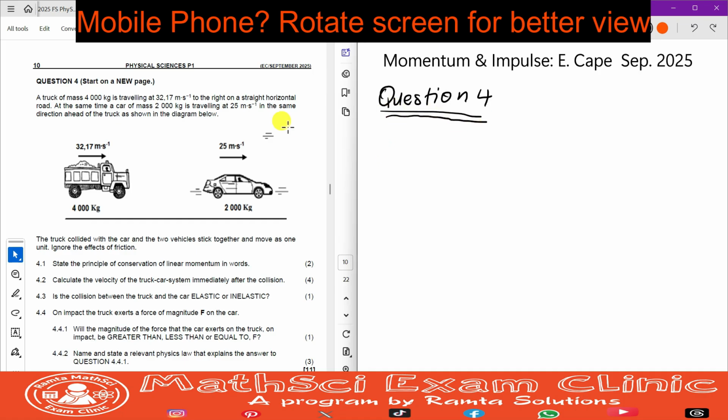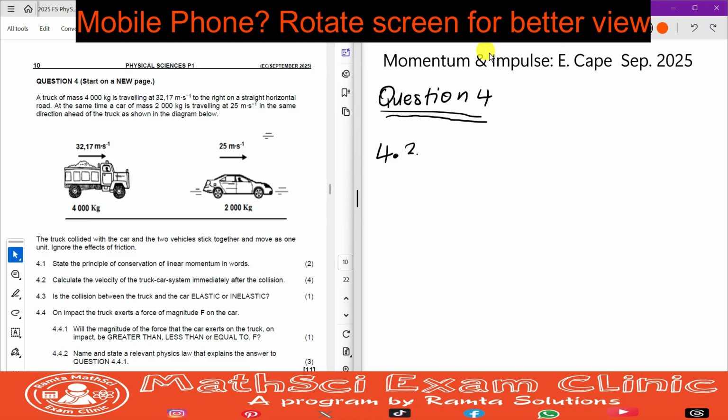All right, let's see. A truck of mass 4,000 kilograms is traveling at 32.17 meters per second to the right on a horizontal road. At the same time, a car of mass 2,000 kilograms is traveling at 25 meters per second in the same direction ahead of the truck, as shown in the diagram below. We can see that the truck collided with the car and the two vehicles stick together and move as one unit. Ignore the effects of friction.